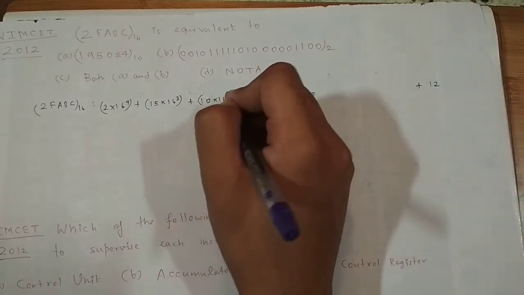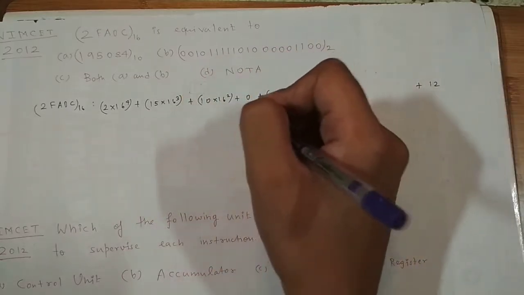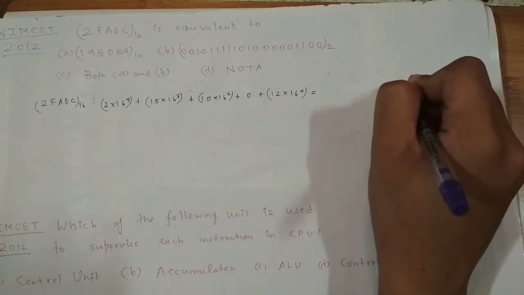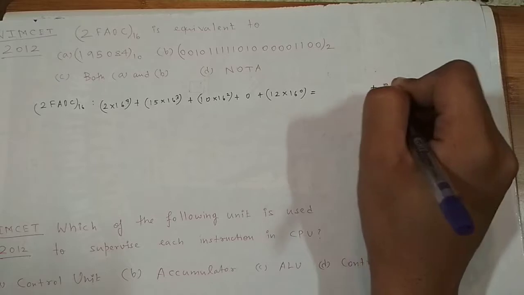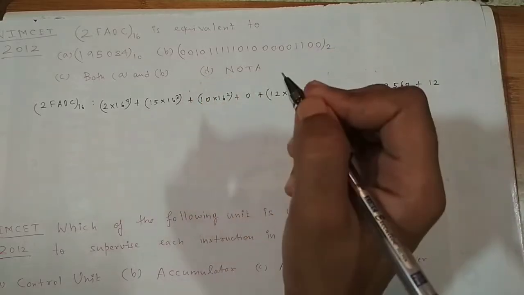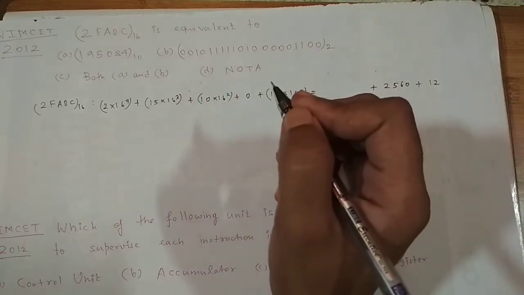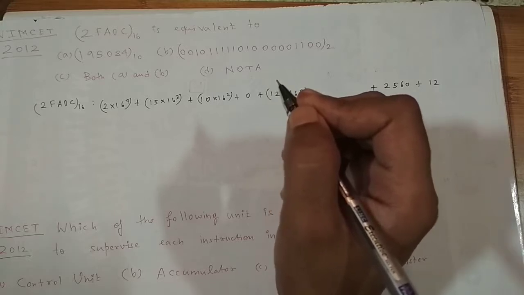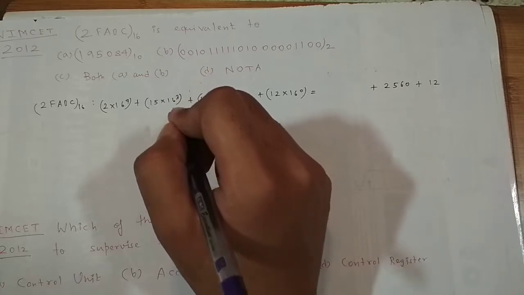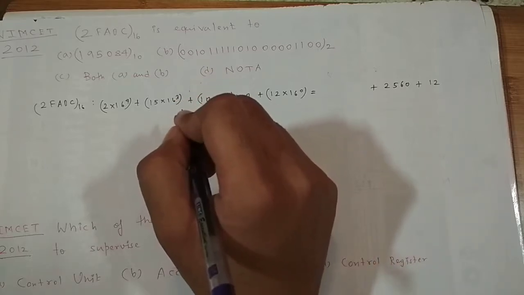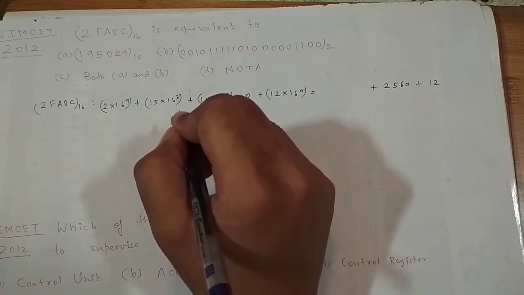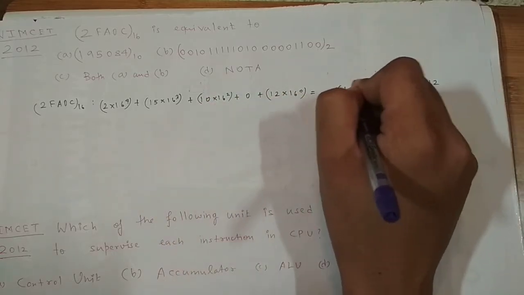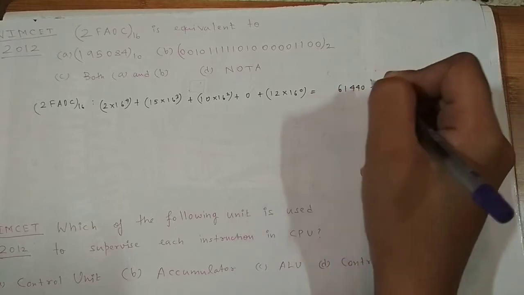Now we have 16 to the power of 2. What is 16 to the power of 2? 256. 256 multiplied by 10 will give me 2560. And then we have 16 to the power of 3, right? So 16 to the power of 3 will give us 4096, and that when multiplied by 15 will give us 61,440. That's quite a huge number, as you can see.